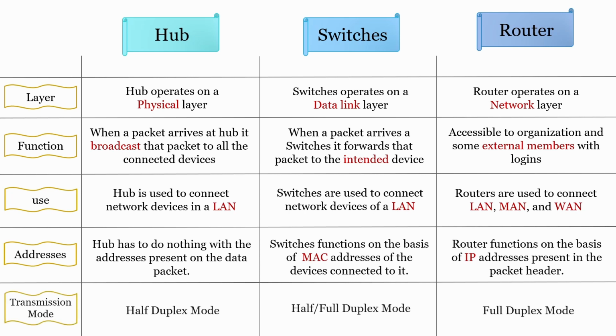If we talk about the transmission mode, hub operates on half duplex mode. So, each device in the network can both transmit and receive, but not at the same time. Switch operates on both half and full duplex mode. So, each device in the network can both transmit and receive, that too at the same time. However, the router operates on full duplex mode, where the device can transmit and receive at the same time.